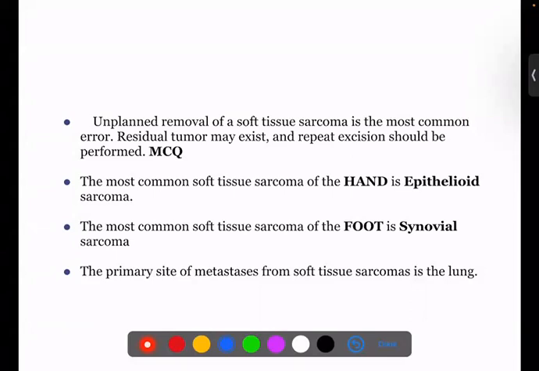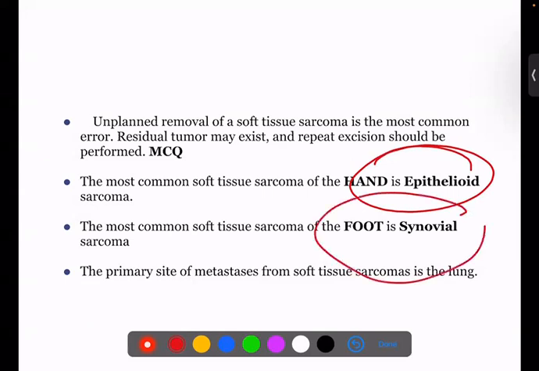Okay. So the most common soft tissue sarcoma of the hand is epithelioid. Of the foot, the most common one is synovial. You should always remember the translocation for each one. Synovial is TX18. This always comes in exams, okay?